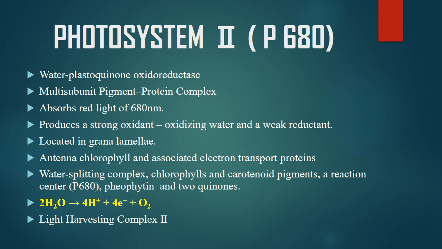One electron carrier, generally identified as YZ, functions between the oxygen evolving complex and P680. Photosystem II consists of a water splitting complex, that is the YZ, chlorophylls and carotenoid pigments, and a reaction center, that is P680, pheophytin and 2 quinones. Photosystem II absorbs red light of 680 nanometer, and precisely absorbs only red light of 680 nanometer.